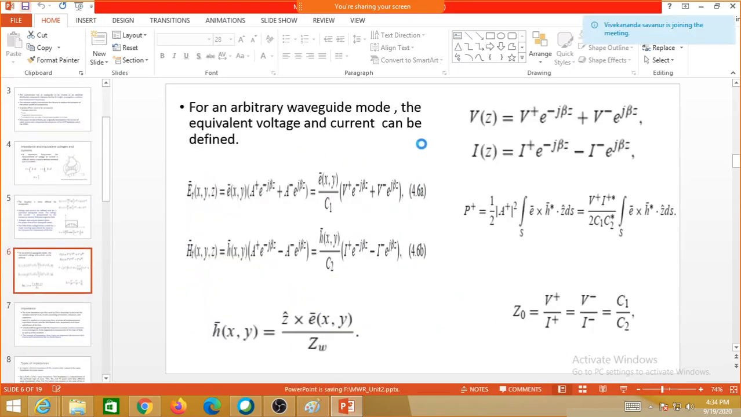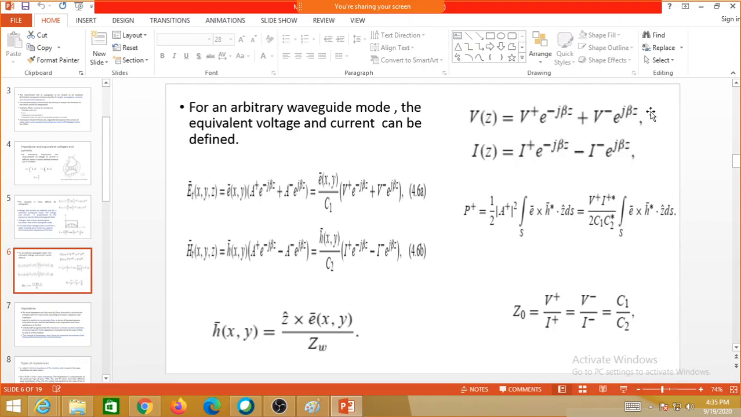So now for an arbitrary mode, how can we calculate voltage and current? As I said, first we need to calculate the transverse electric as well as magnetic field. From this magnetic field and electric field, we can calculate the power. Okay, so this is the voltage.